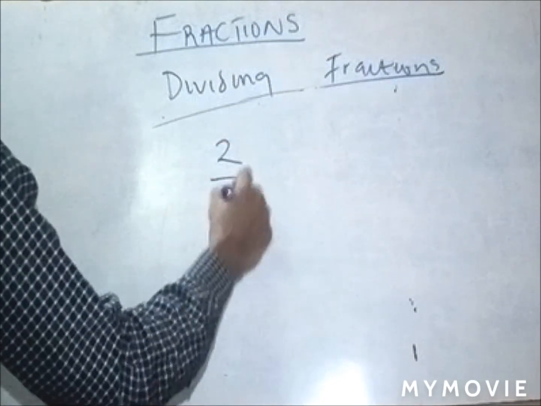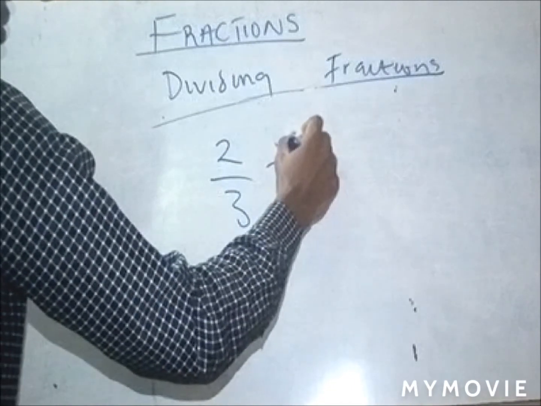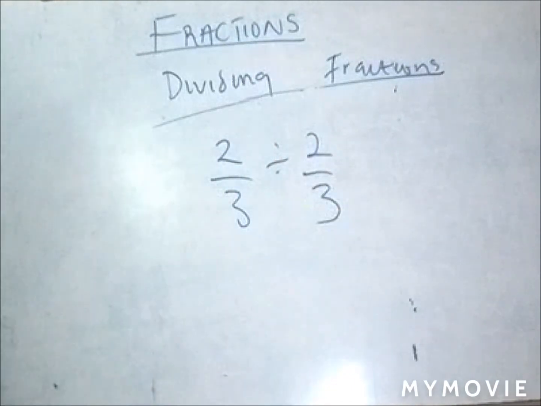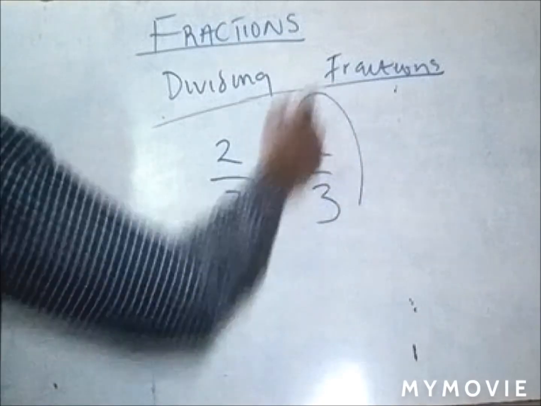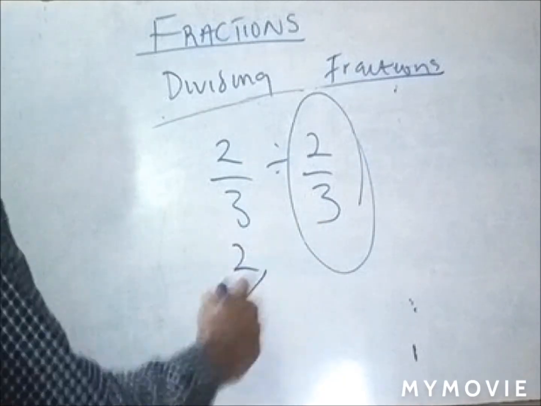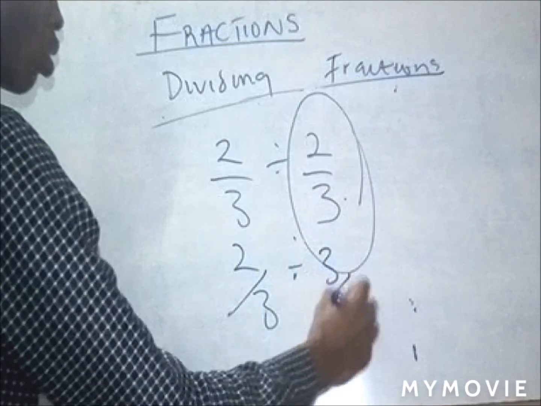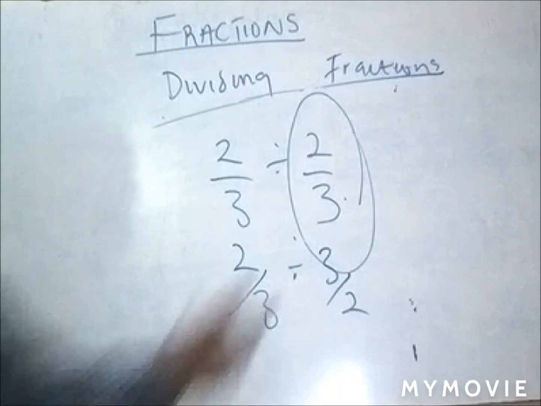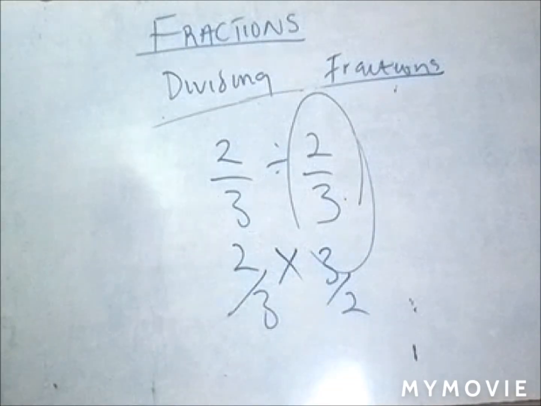So let's say 2 over 3 divided by 2 over 3. The principle of mathematics and how it is normally done is you find the inverse of the fraction on the right hand side. So if you find the inverse of this, it's 1 over 2 over 3, which is actually 3 over 2. So the inverse of this is 3 over 2. And the sign will change to multiplication.